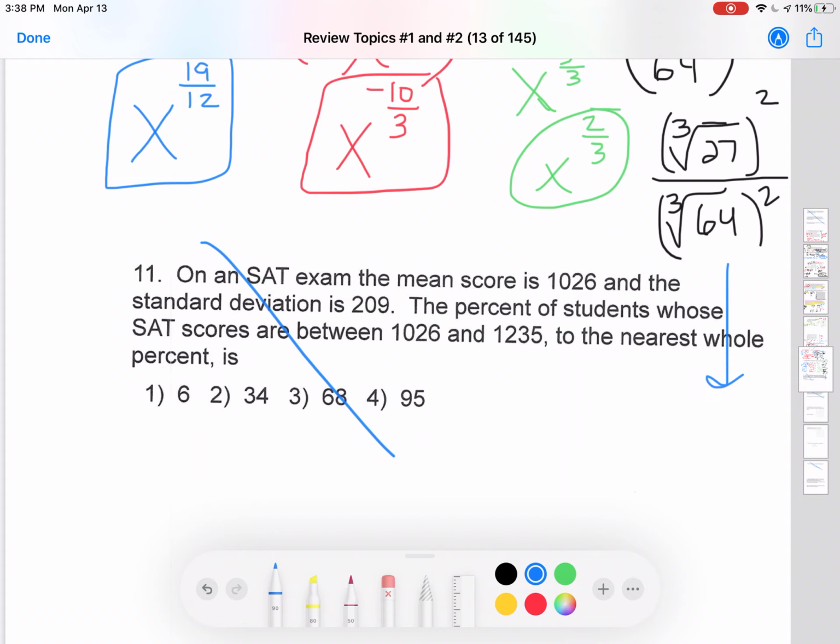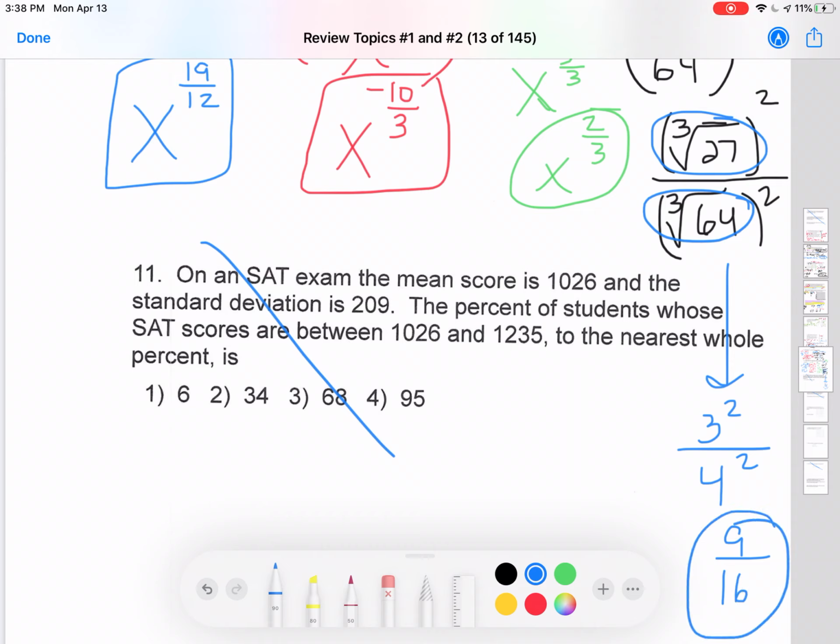So the cube root of 27, we'll do that part first, which is 3. So 3 squared. Cube root of 64 is 4, so 4 squared. So 9/16 would be my answer on that guy.